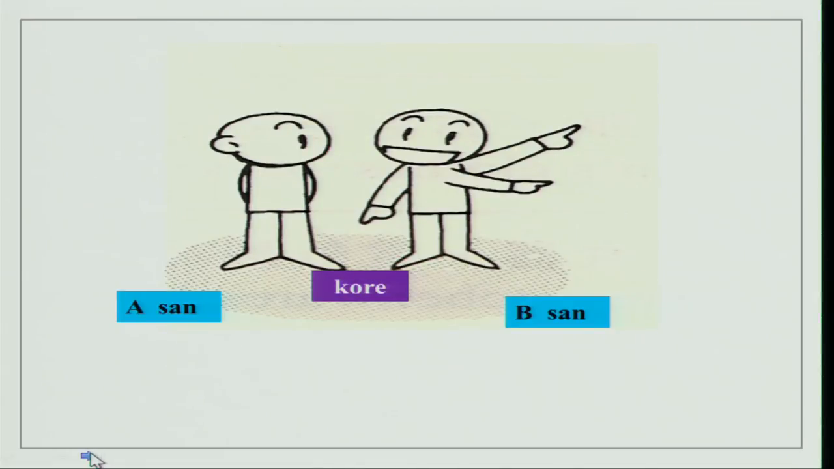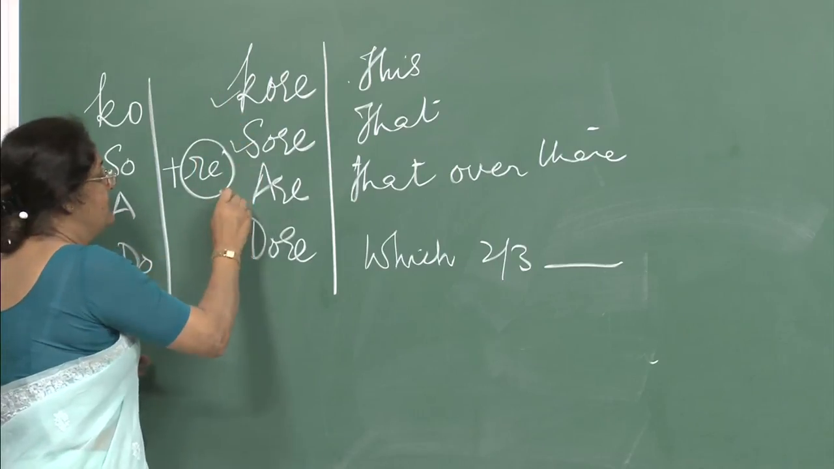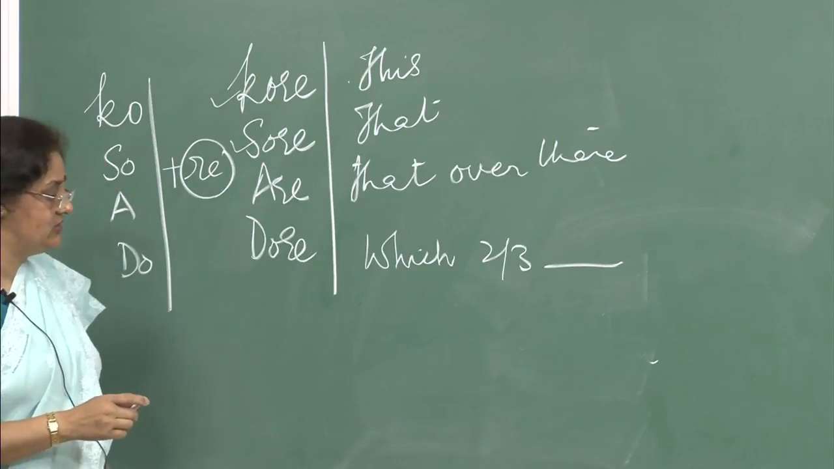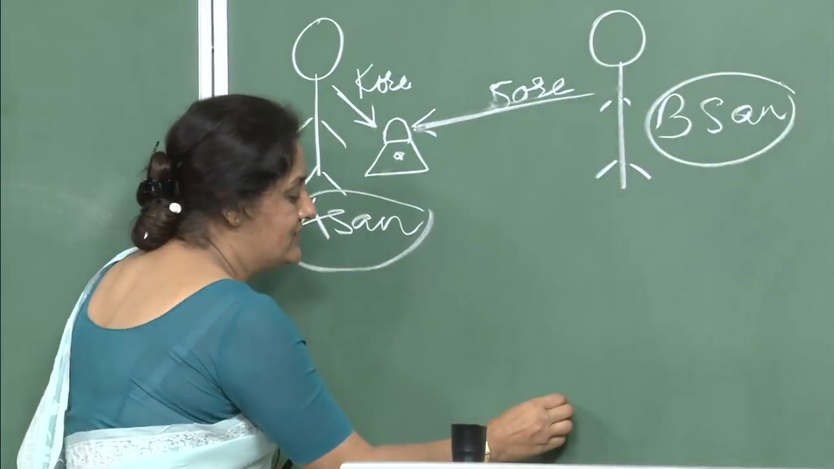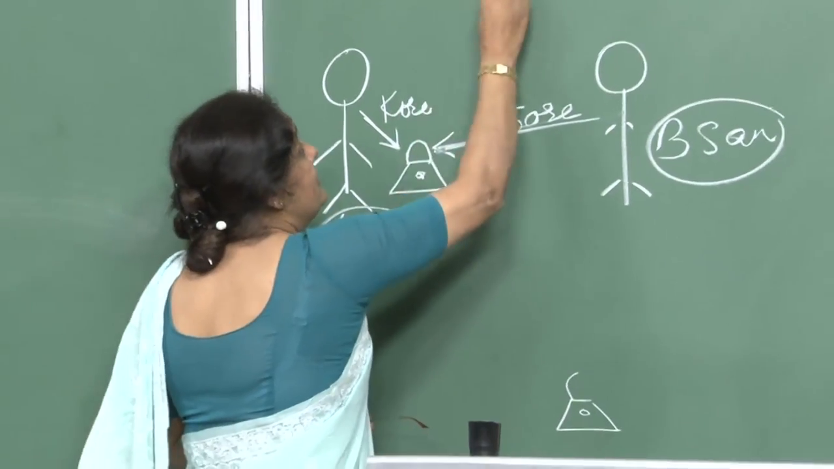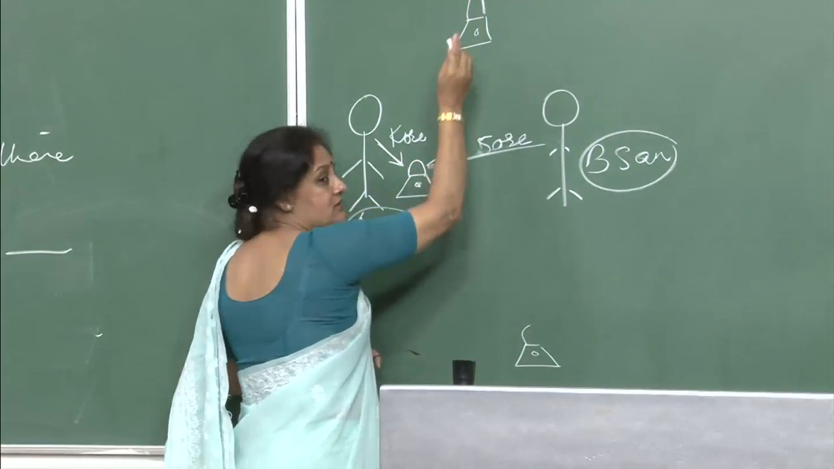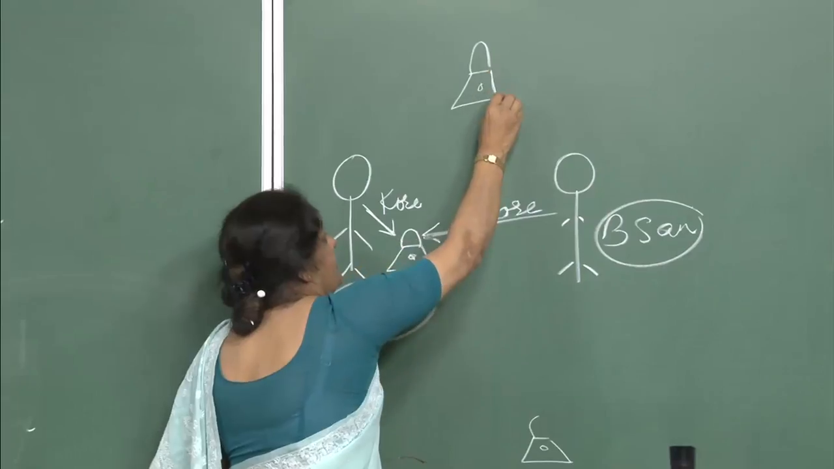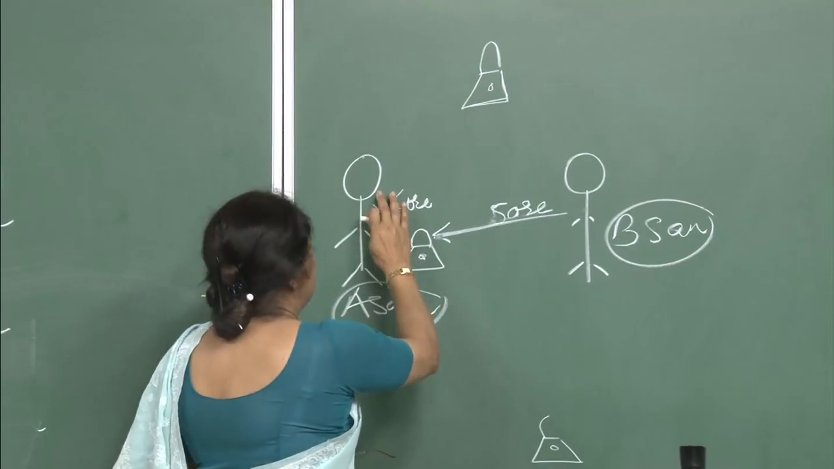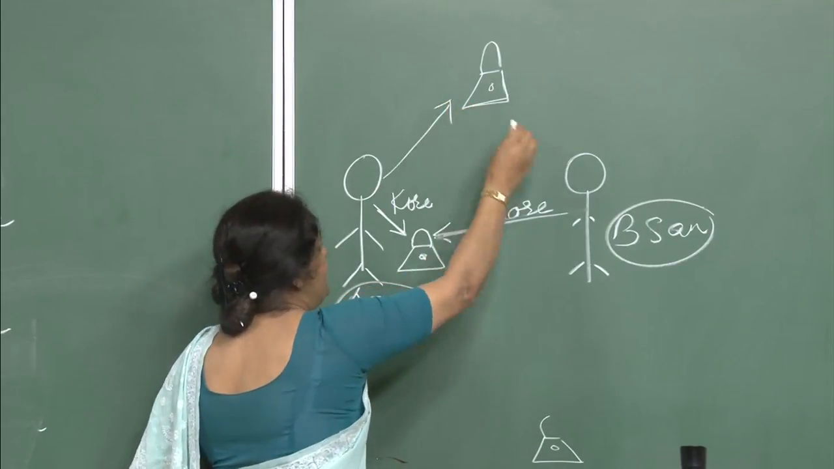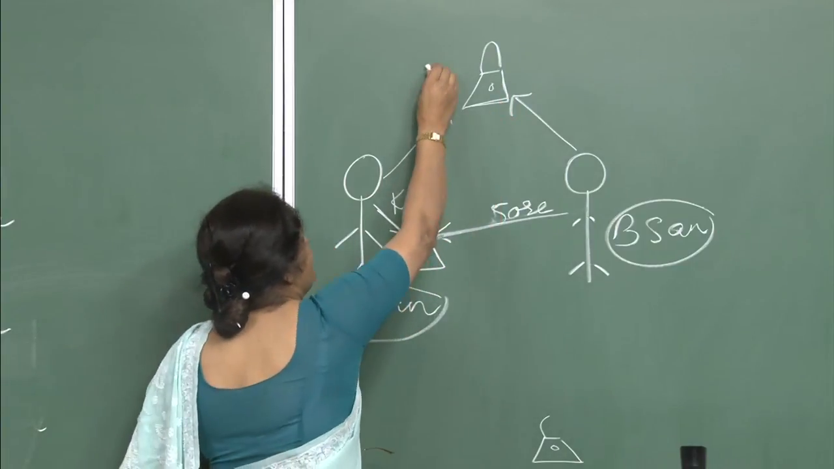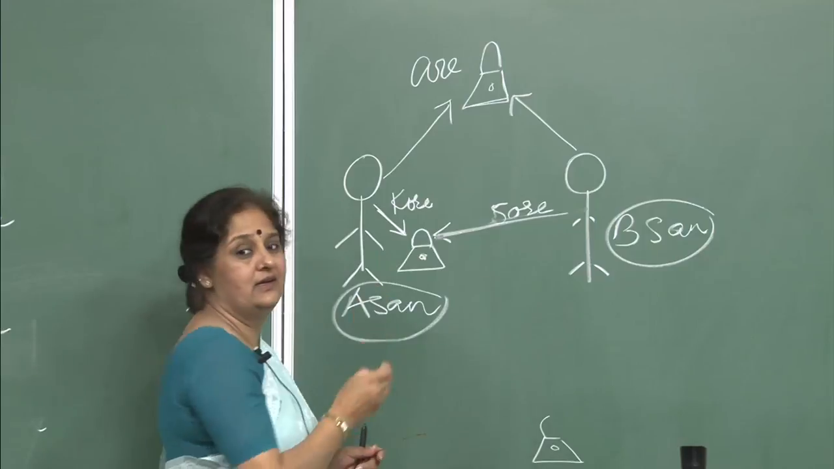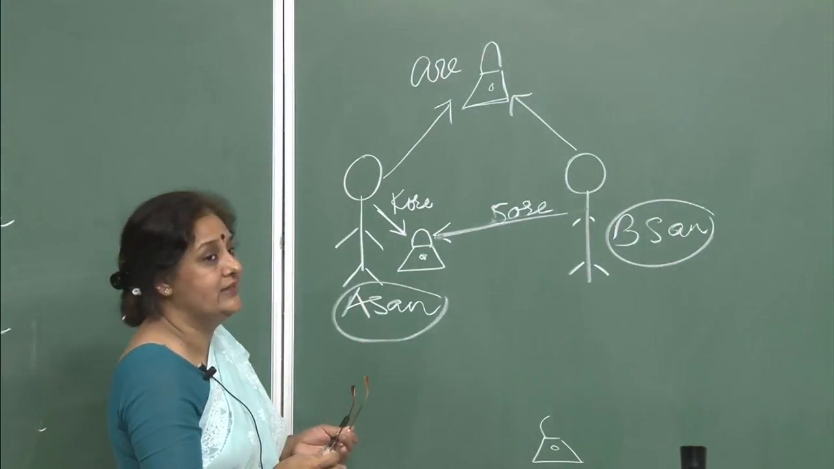Now, we did kore sore, we did these two. Now, there is another one over here, are. Are is something which is far away from the listener and the speaker both. For example, if the bag is over here, so it is far away from the speaker and the listener both. Now, for that, the person will have to say are. That over there. Are wa nan desu ka?